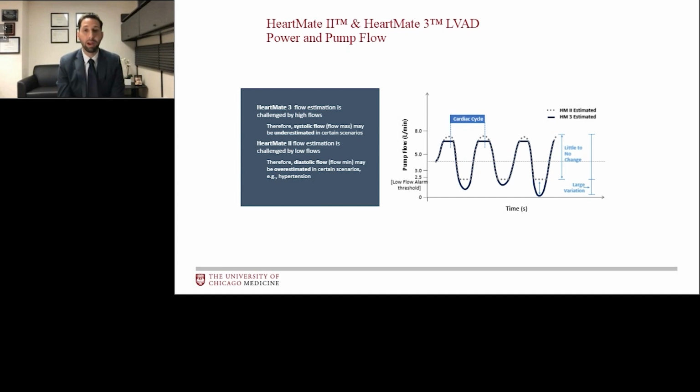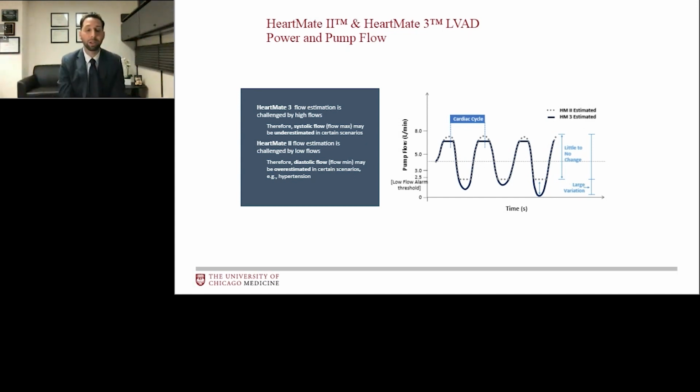In the solid blue line, you can see the HeartMate 3 is imprecise at high flows. It cuts off and has a flat line at the high flow state. But it is very precise at estimating flows of less than 2.5 liters per minute, and in this example, is able to pick up all of these low flow events.